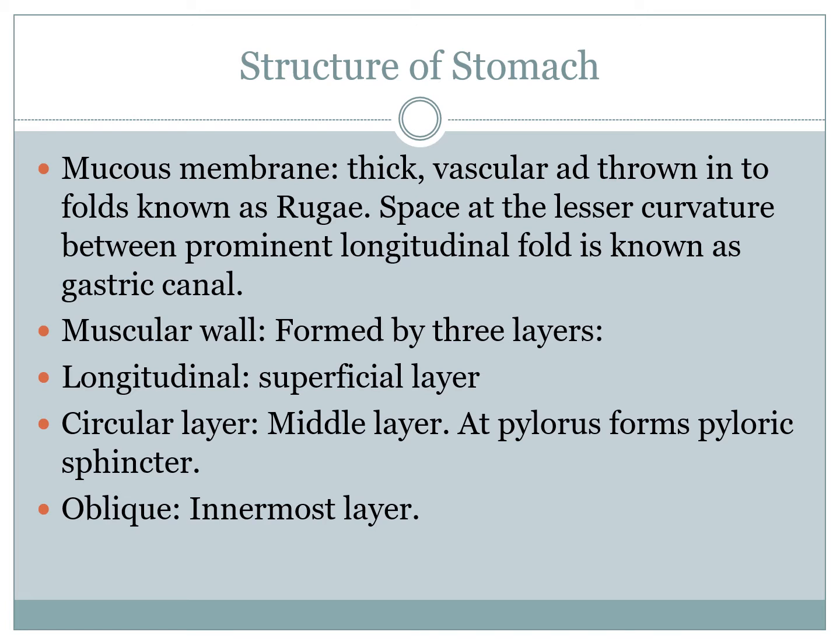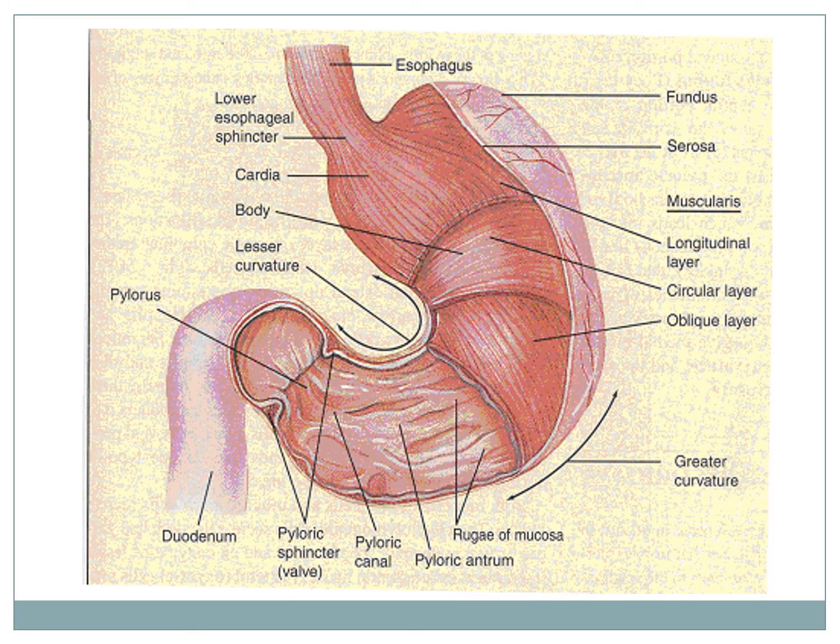The mucous membrane is thick, soft and velvety, and presents a number of temporary mucosal folds or rugae, which are longitudinal in direction. These folds disappear when the stomach is distended. So this part covers the histological or microscopic structure of the stomach.